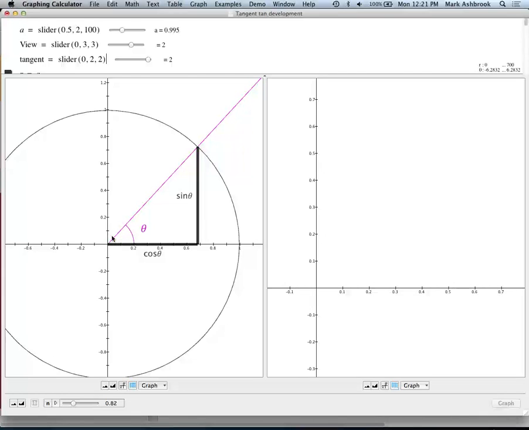What's the length of this hypotenuse right here? How long is that? What is the radius of our circle? 1.